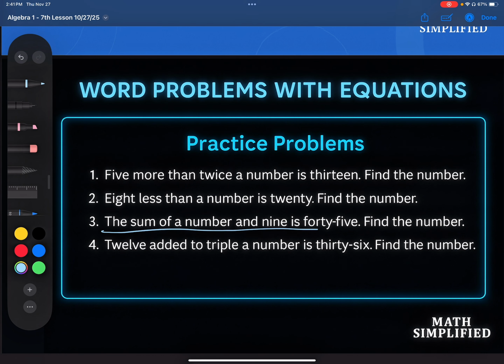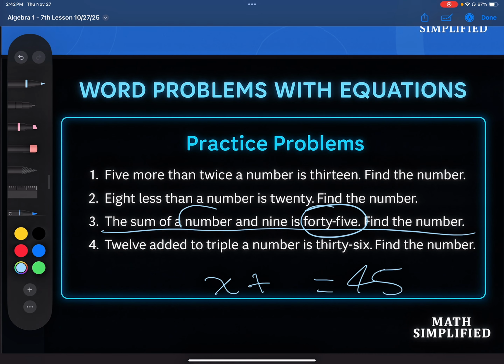Our third example says the sum of a number and 9 is 45. Find the number. So the first thing we do, 45 is your total amount. And then the sum of a number. Again, the number is the unknown, so we're going to write a variable for it, and I'm going to write x. And if you notice here, we have something that says the sum. What does sum mean? Sum means addition, okay? Between what? The unknown and 9. And since our unknown is x, we're basically adding x and 9. Okay, so x plus 9 equals 45.